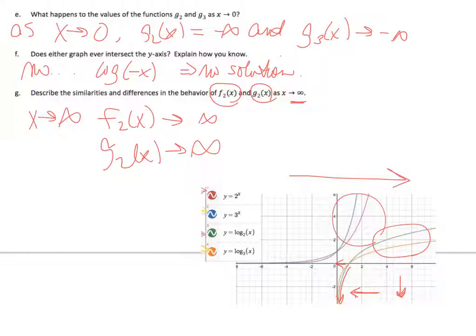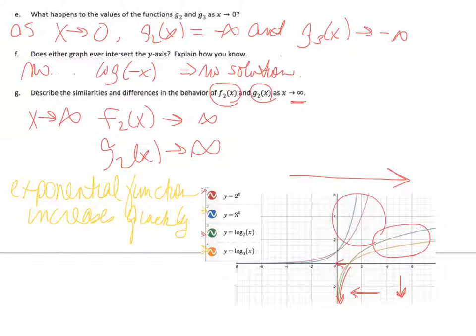Differences. If you look at the exponential function, it gets large pretty fast. It increases quickly. And the logarithmic function increases very slowly.